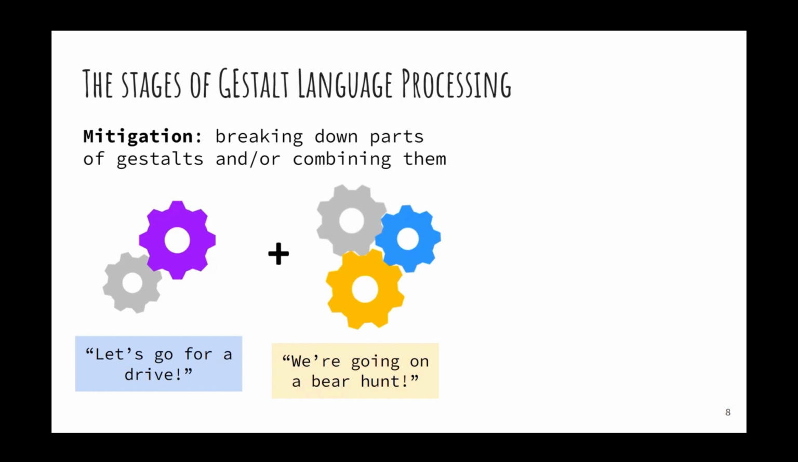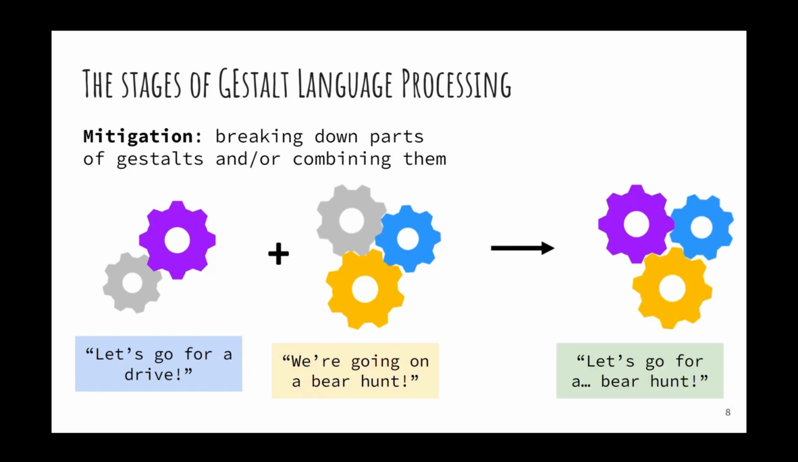And over time, as they progress through the stages of GLP, they'll eventually be able to take parts of different Gestalts and combine them to make new Gestalts with new meanings. So for example, it might turn into, let's go for a bear hunt. And this is how Gestalt language processors develop flexible language. So they start to isolate parts of Gestalt. At the start, that might be the first part of the Gestalt or the ending. And in the most advanced stages of GLP, that's isolating single words from Gestalts.